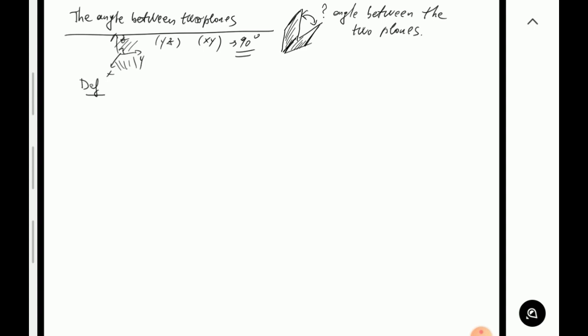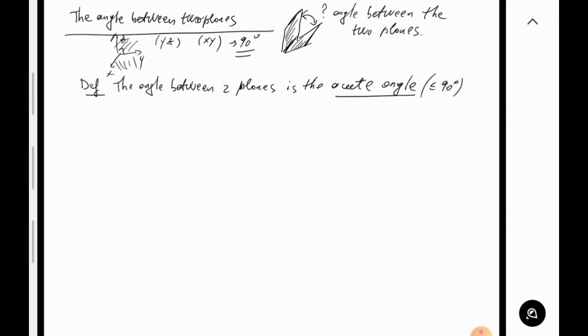So as a definition, the angle between two planes is the acute angle, that is to say less than or equal to 90 degrees, the acute angle of their normals. So you define the angle between the planes via their normals.